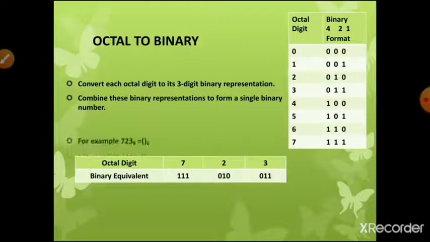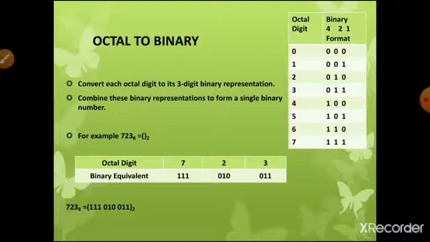So here you can see the table, right? Each and every octal digit will be represented in binary format with the help of 421. For example, 723 with base 8. What is base 8? It is an octal number which uses the symbols 0 to 7. Here we take each octal digit like 7, 2 and 3 and represent it in binary format. You can refer to this table to make the binary numbers.